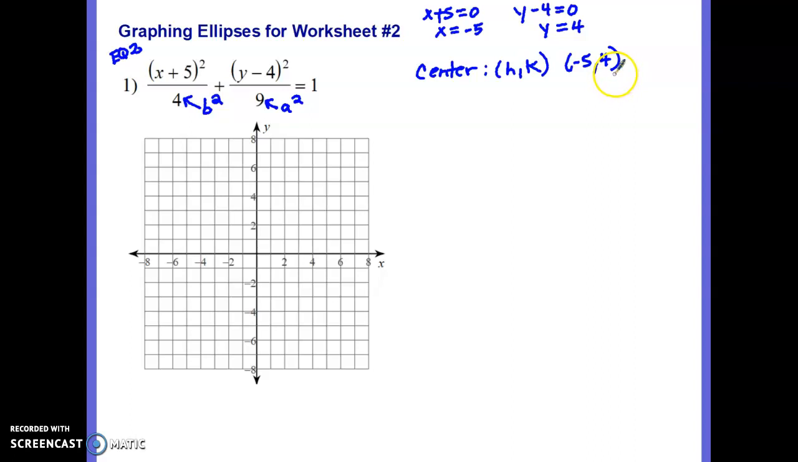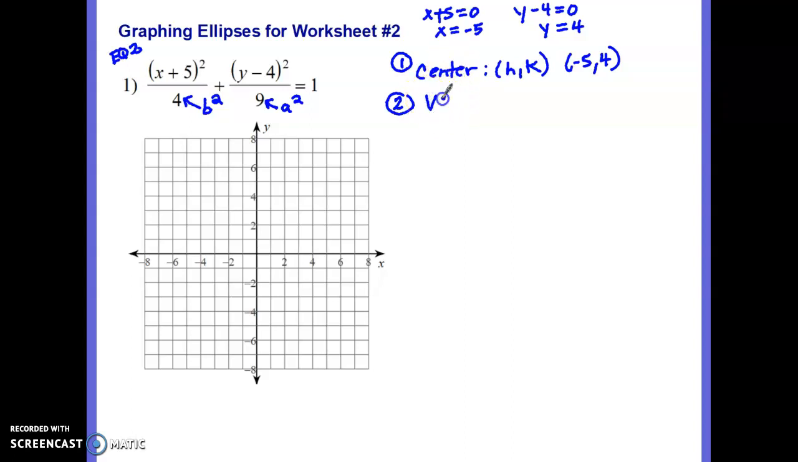Now we can use our center to help us find everything else. You've got several things to figure out, like what c is so that you can find the very last item, so we're going to do that next. So this is step 1, I found my center. Step 2, instead of finding our c, let's go ahead and find our vertices and our co-vertices.